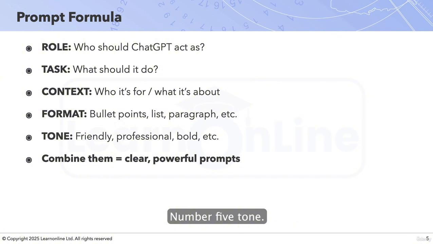Number 5. Tone. What should it sound like? You can shape the voice and style of the response by specifying the tone. Examples: friendly and casual, bold and inspiring, humorous and playful, formal and professional, clear and concise, academic and neutral. This helps match your brand, audience, or situation.